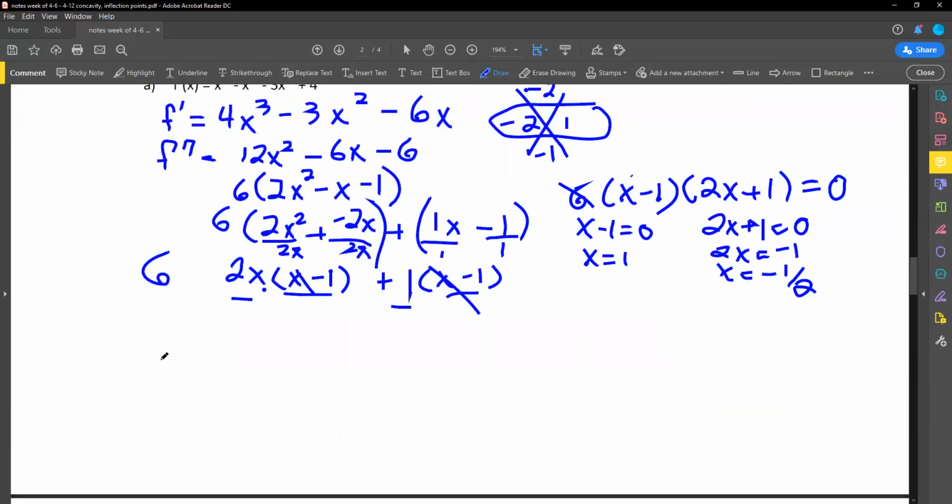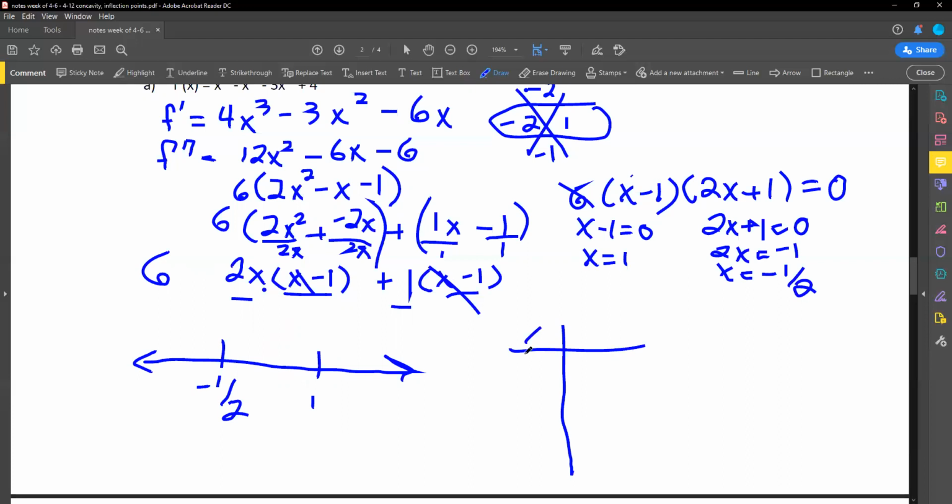So we're going to do a little sign test with the second derivative. Make sure you're using the second derivative when we talk about inflection points. So I'm going to do a little table here, x, and the second derivative came out to be 6 times x minus 1 times 2x plus 1.